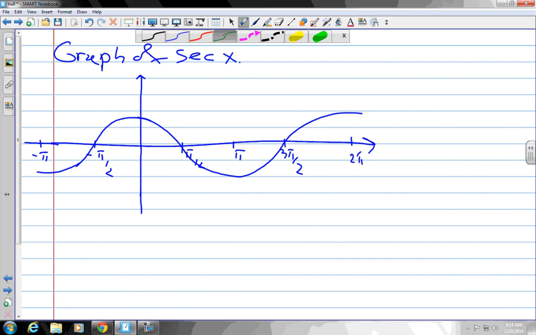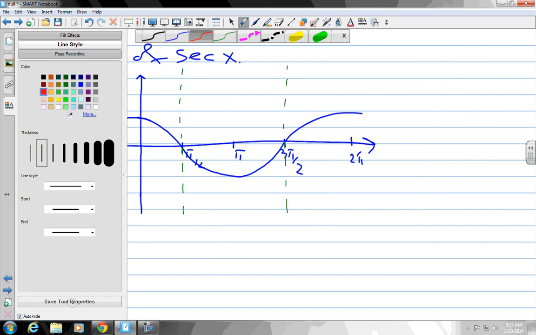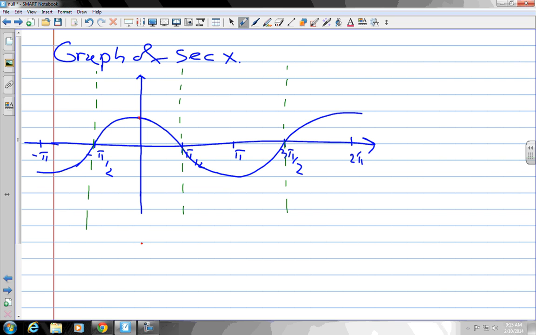So that means that the secant will have asymptotes at pi over 2, 3 pi over 2, negative pi over 2, and so forth. Okay, so when the cosine crosses the x-axis, that's where the secant has its asymptotes, but the rest will be the same. It will just look like this.